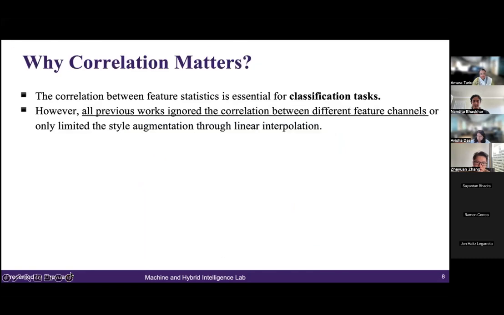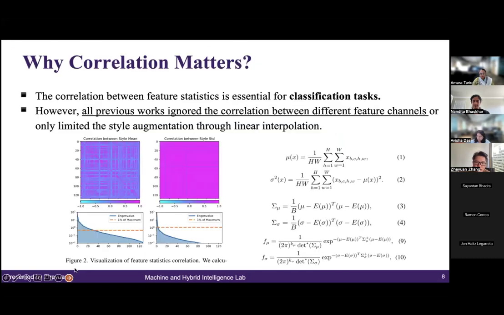And it's hard to ignore such correlations. For example, here we calculated the correlations between the style mean and standard deviations, and we conducted eigenvalue decompositions. We found that only a very limited number of eigenvectors dominate the whole distribution, which means there is a very strong correlation between different feature statistics, such that we can hardly ignore them in the training.